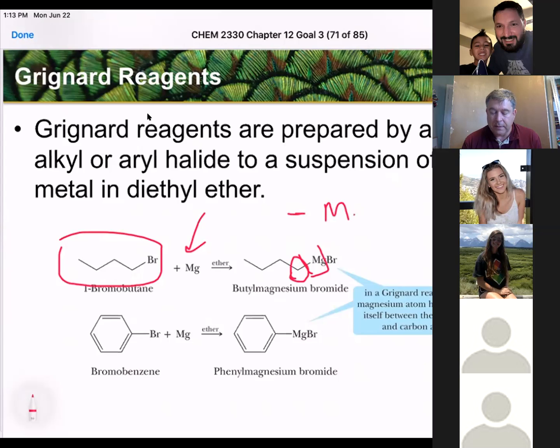The magnesium has a +2 charge in it, and the bromine has a negative charge on it. Okay, so what's the net result of this? The net result is we have a negative charge on carbon that's stabilized because of the metal, and that turns our carbon into a nucleophile. We have a negative charge on carbon. We now have a carbon nucleophile. That's the key to the Grignard reaction.